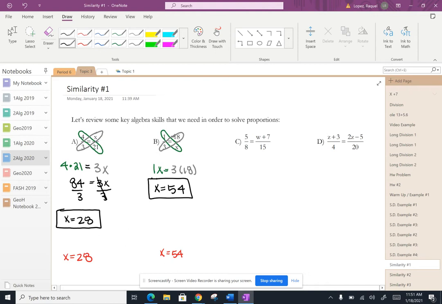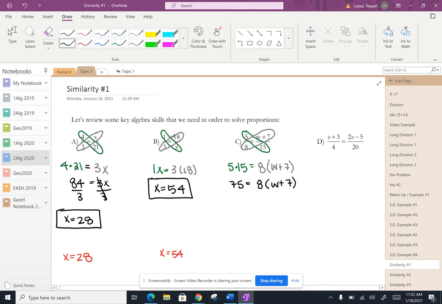Okay, let's keep going. For part C, let's just jump right in and do cross multiplication right away. So we're going to do the numerator times the denominator of the first and second fractions. So that becomes 5 times 15 equals 8 times the quantity of w plus 7. I'm multiplying all of w plus 7. There's a couple ways that we can keep going about this. So let's start simplifying the left side. 5 times 15 is going to give me 75 equals 8 times w plus 7.